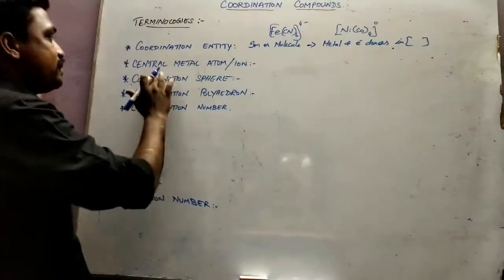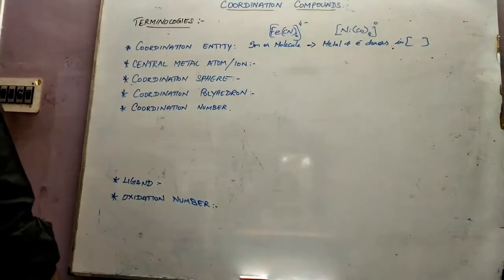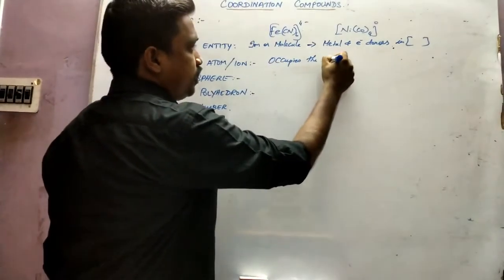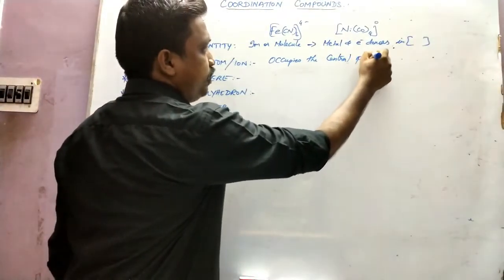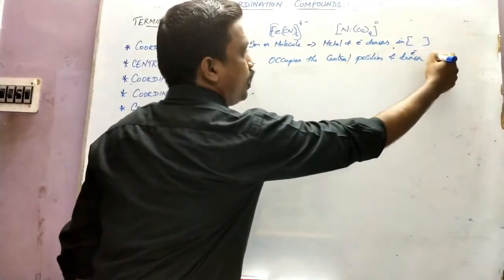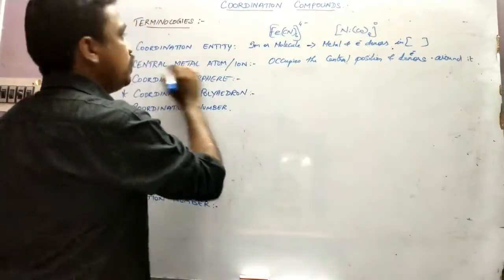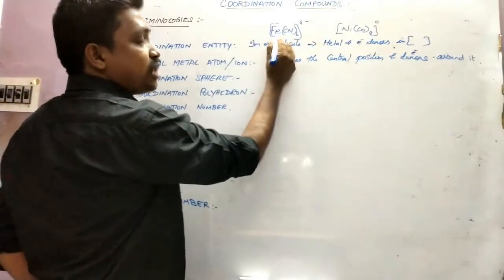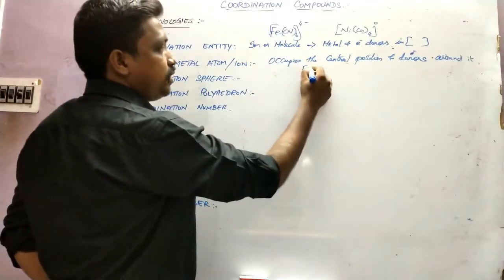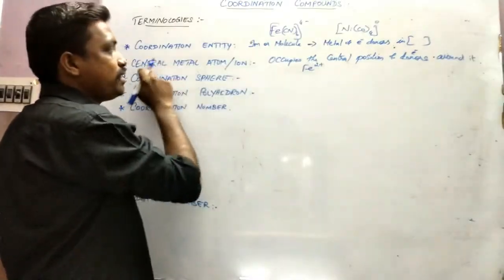Okay, right. Then central metal atom or ion. What is the central metal atom or ion? It is the one which occupies the central position, with donors around it. What donors? Electron donors around it. Example, take the same complex. Here the charge of Fe is 2+. How do we find it? We will see it using the oxidation number. You will see here the charge of Fe is 2+, so it is the central metal ion. Since it is charged, it is called a central metal ion.